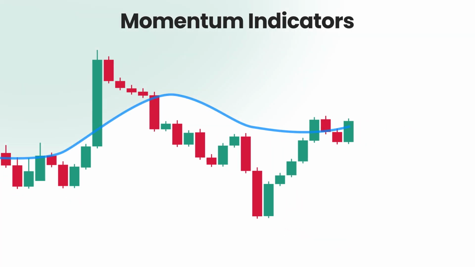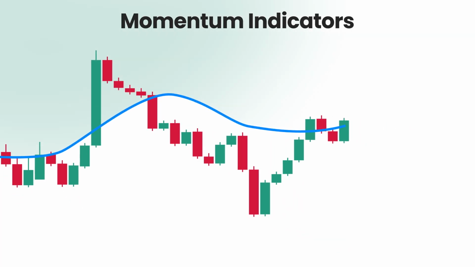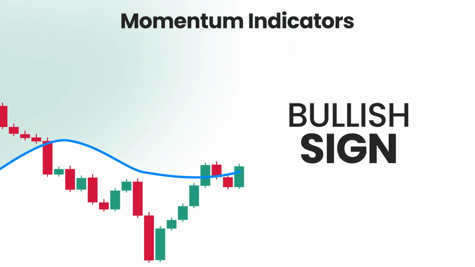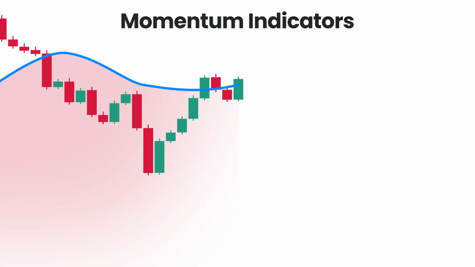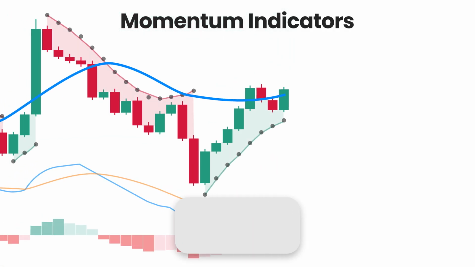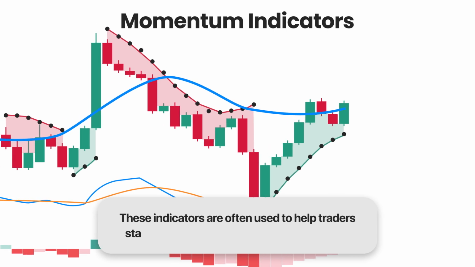For example, if price is above a moving average, many traders see that as a bullish sign. If price is below it, that can suggest bearish conditions. These indicators are often used to help traders stay aligned with the direction of the market.